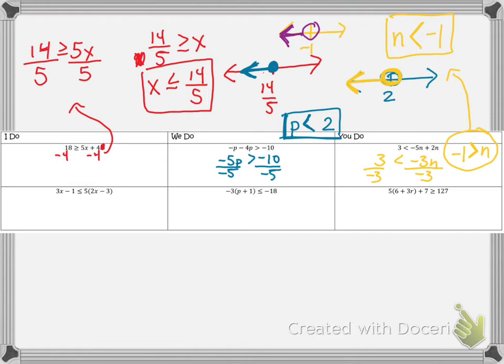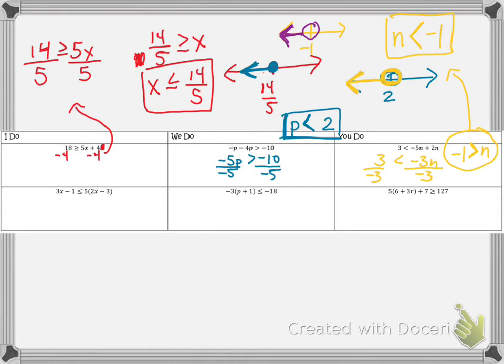Okay, time to do the second set. For the second set, it just looks a little bit more complicated because we do have to distribute, but nothing else changes. We do just have to remember the two rules, right? Variable ends up on the left side, and if we multiply or divide by a negative, we do have to flip the inequality sign. So let's go ahead.